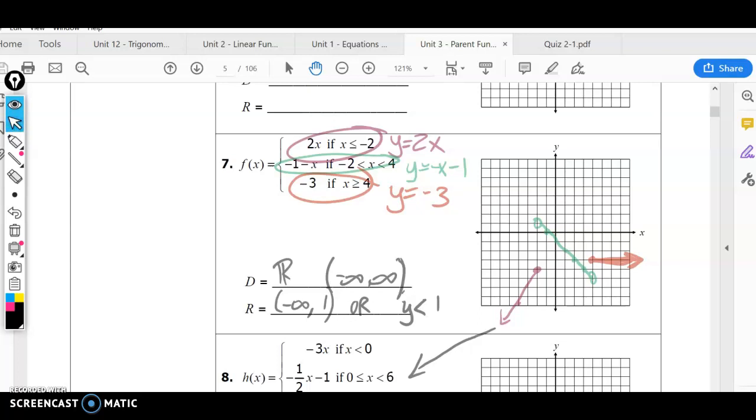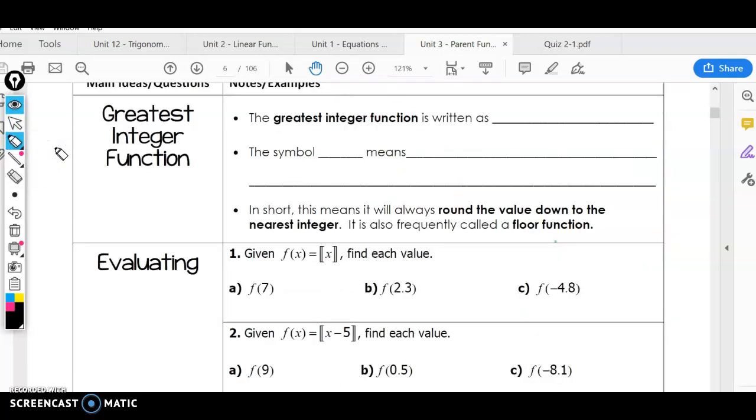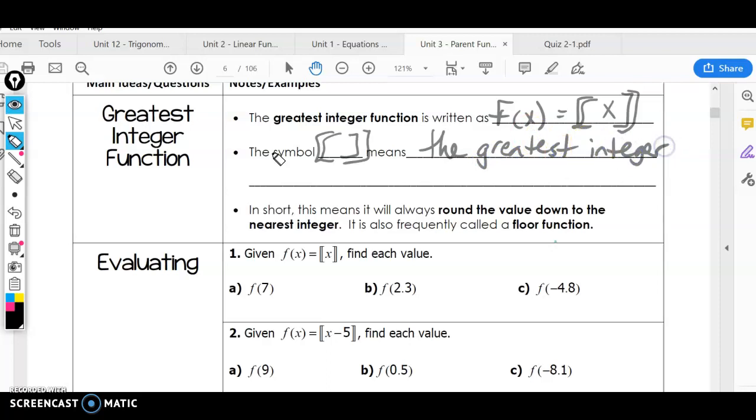Let's quickly move to the greatest integer function. This function is written as f of x equals, and you put two brackets with the x inside, just like this. So this symbol means the greatest integer less than or equal to x. In short, this means that it will always round the value down to the nearest integer. It's also frequently called a floor function.